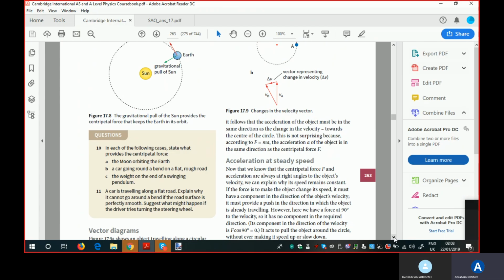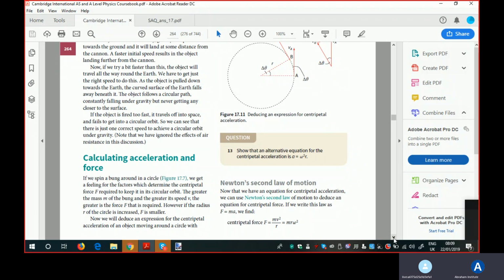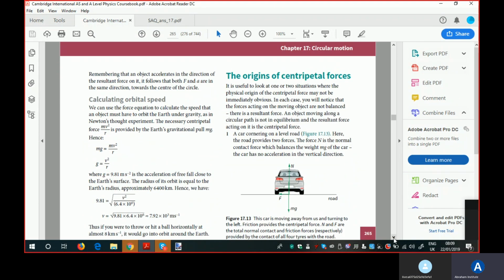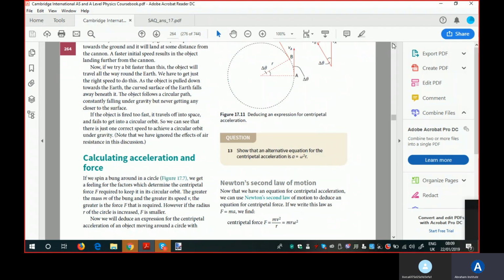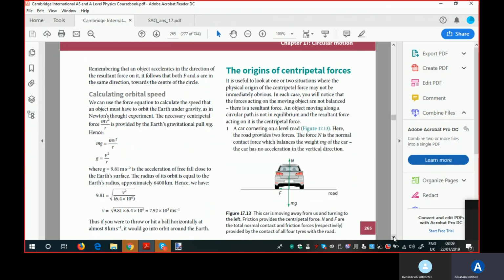Okay, so I showed you this equation for centripetal acceleration. All right, then I showed you this equation for centripetal force. I wrote this down earlier. Using Newton's second law, F equals ma, we can get the centripetal force. Okay, then here is an example. So actually you have to use these equations to do certain calculations like this, for example.